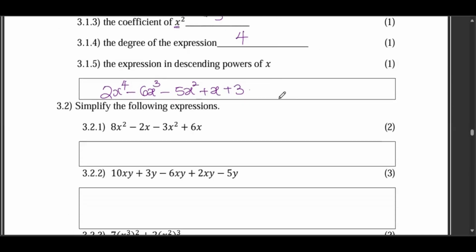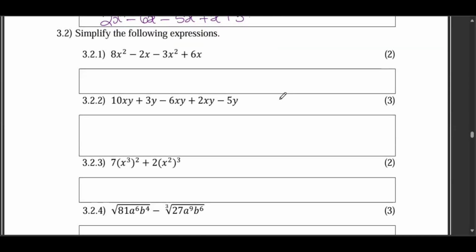Okay. Simplify the following expressions. When they talk of simplify, the first thing we do is look for the like terms. So far we've seen. So we have 8x minus, not plus, minus 3x squared plus 6x minus 2. So what does this become?